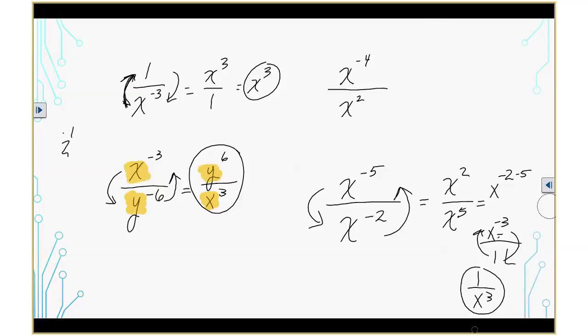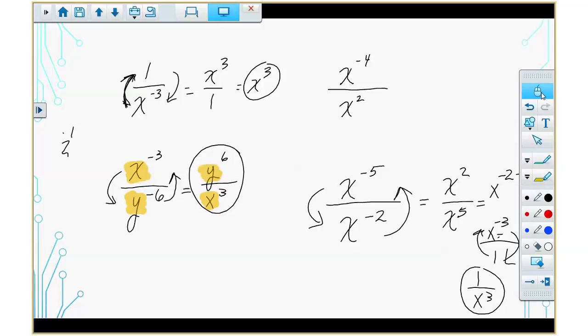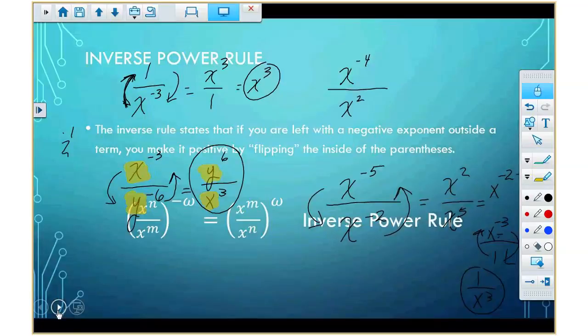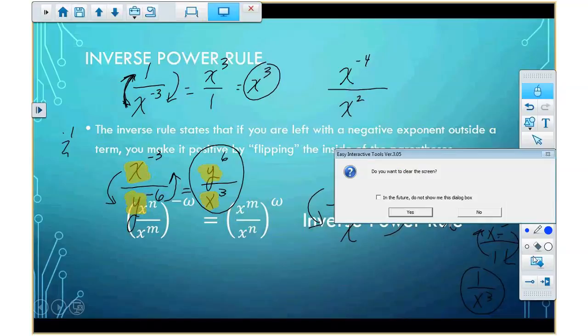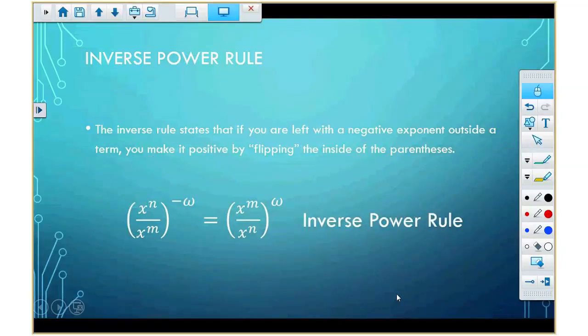Well, let's try another one. Another rule. The inverse power rule. Again, this is mostly because you don't like to see a negative number. I hardly ever use this rule. It says that if you have a term in parentheses raised to an exponent, and the exponent on the outside is negative, you can flip what's on the inside and it'll make it positive. And like I said, sometimes people just use it because they don't want a negative exponent.